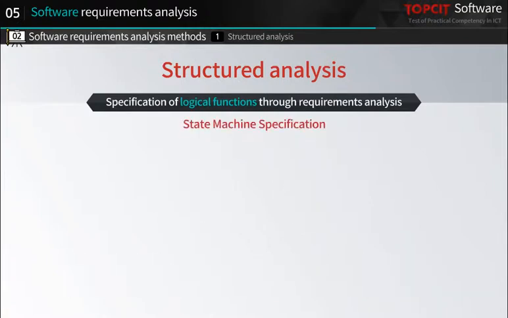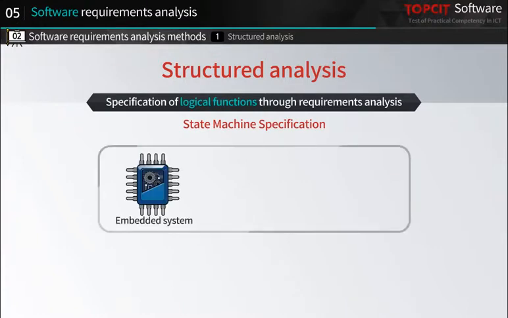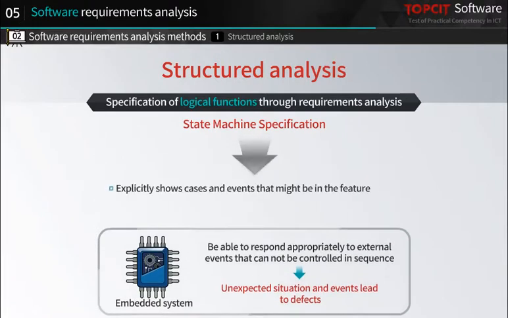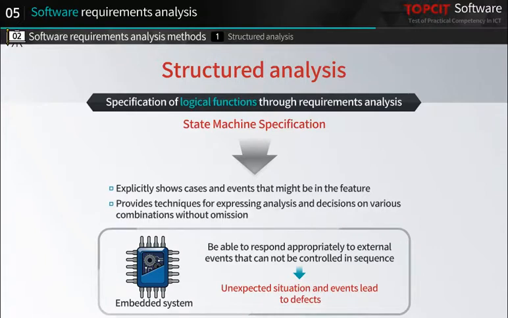Also, there is a state machine specification, a notation that is useful in the analysis phase. Due to the nature of the embedded system, the system must be able to respond appropriately to external events that cannot control their order. If a developer has an unexpected situation and events, this leads to a defect. The state machine specification explicitly shows cases and events that might be in the future. As a result, it provides techniques for expressing the analysis and decisions on various combinations without missing.